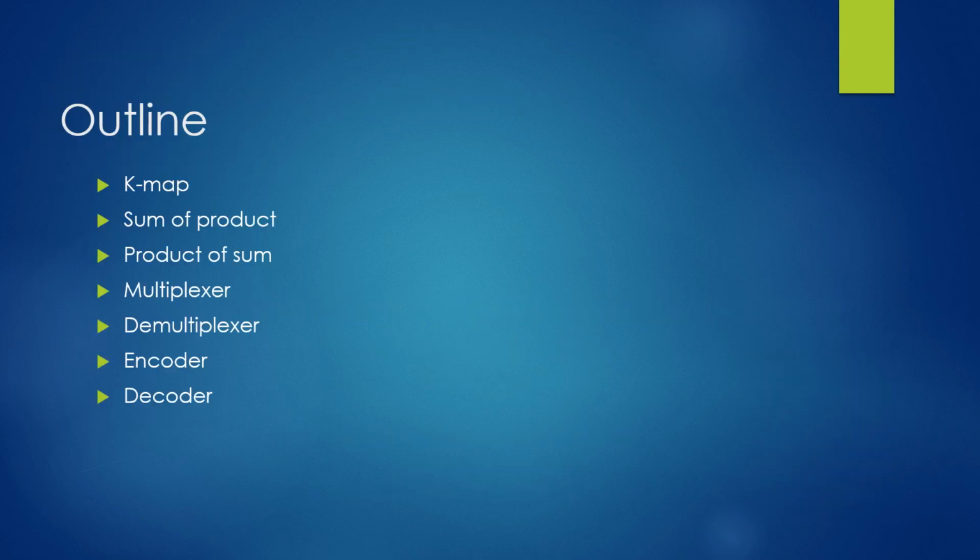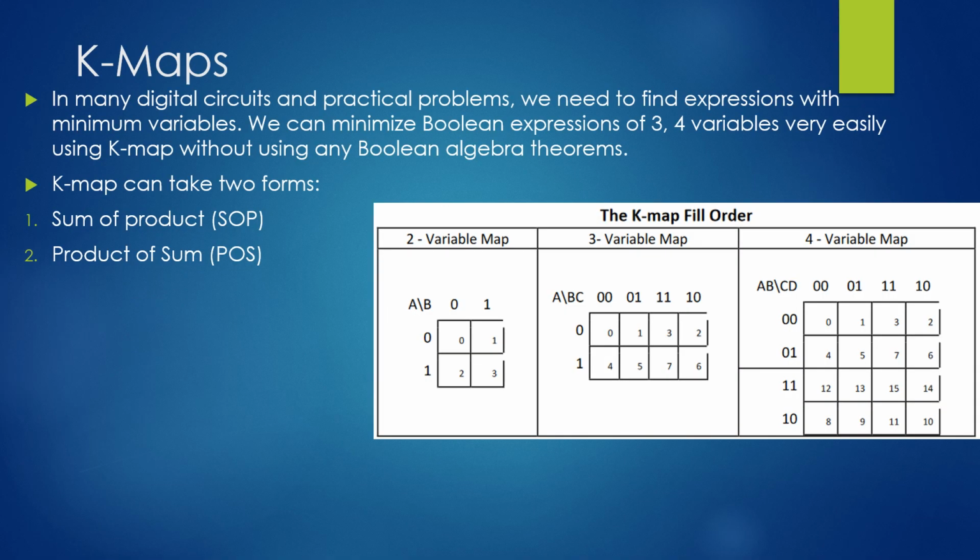Again, the same subject, but Unit 2. It's about K map, meaning Karnaugh map. The outlines of K map: sum of product, product of sum, multiplexer, demultiplexer, encoder, and decoder. These are the topics which we are going to see today. So first thing, it's about K-maps.